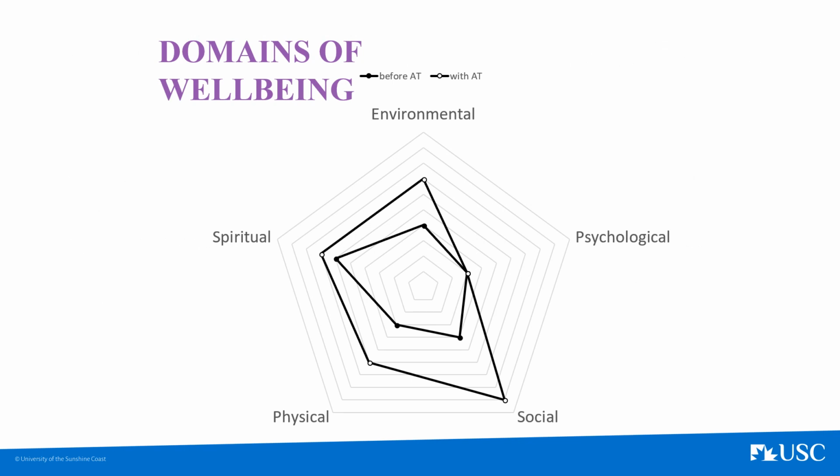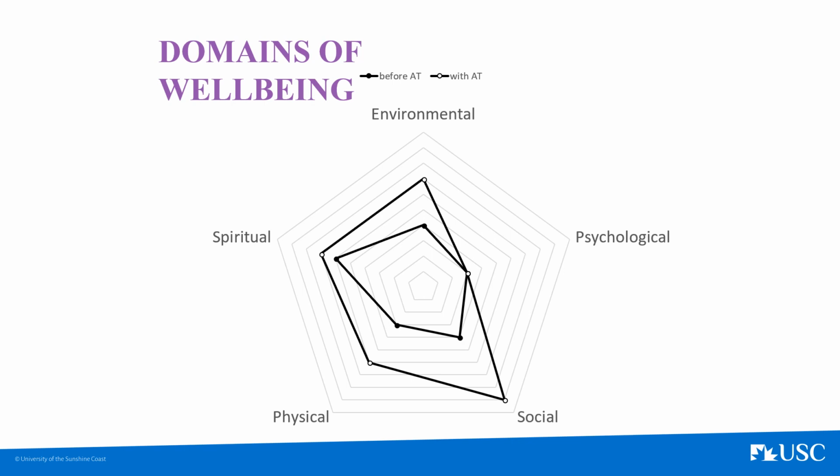This is unpublished research from LifeTech, which maps people's domains of well-being. So it looks at their spiritual well-being, environmental, psychological, social, and physical. And you'll notice that the solid black lines were how someone mapped their domains of well-being before the technology. However, after they gained their technology, there's slight improvements. Psychological, there's not much change. The person is pretty stable.